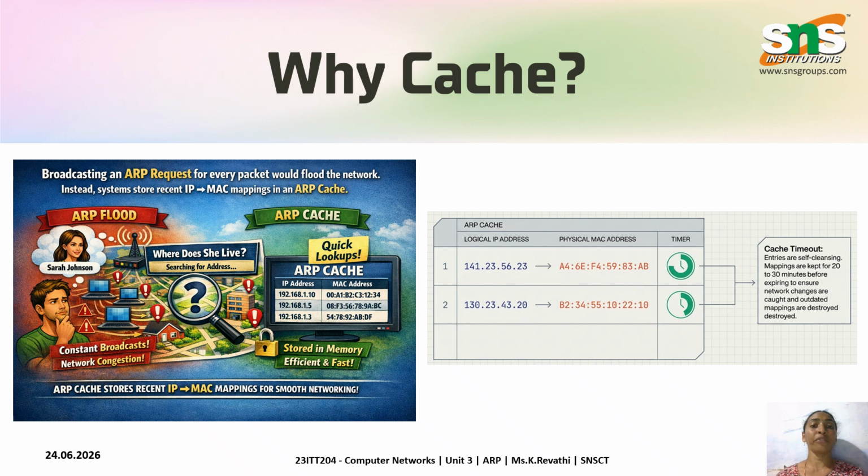Then why are we going for the ARP cache? The ARP cache stores recently used IP and MAC address mappings temporarily. This reduces repeated ARP requests and improves network efficiency and communication speed.